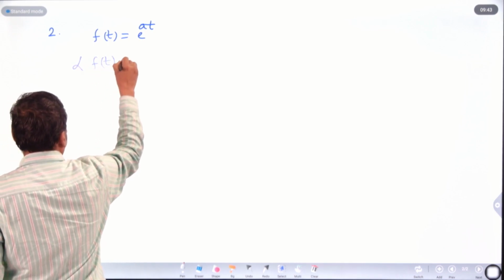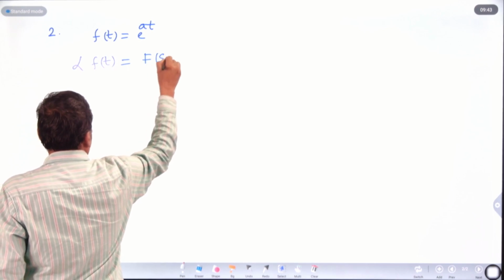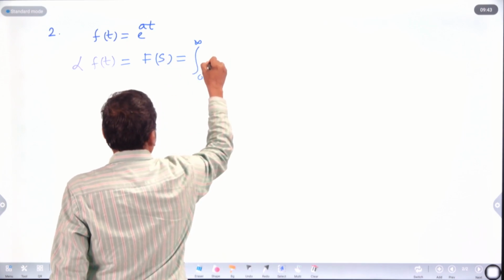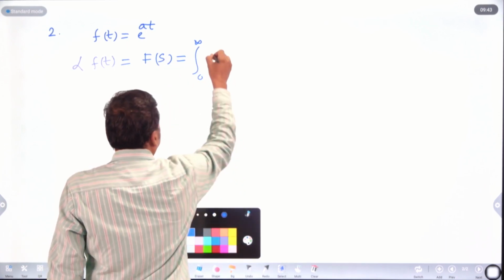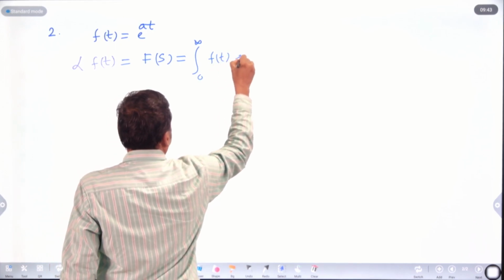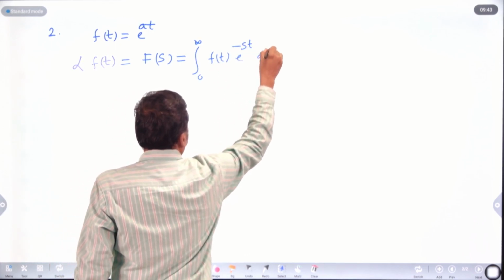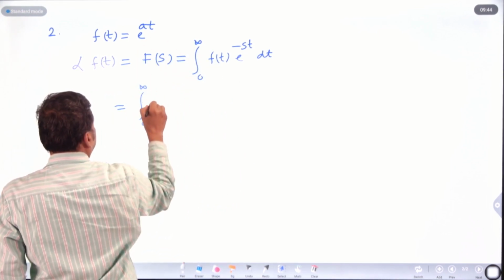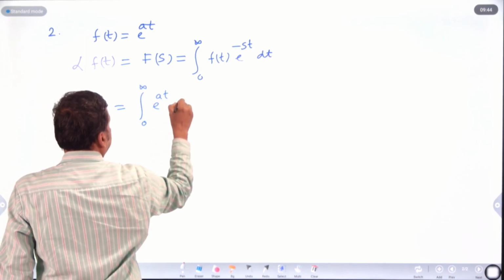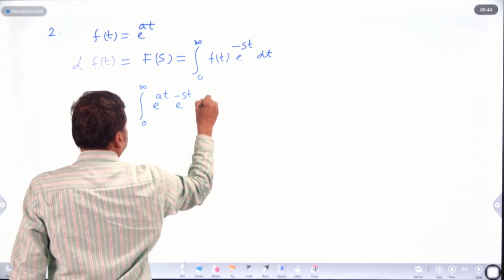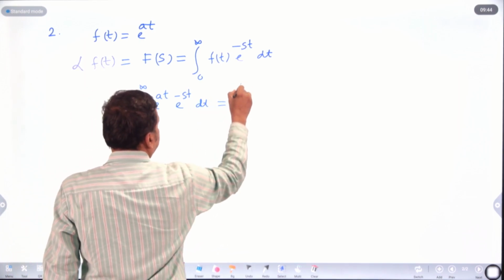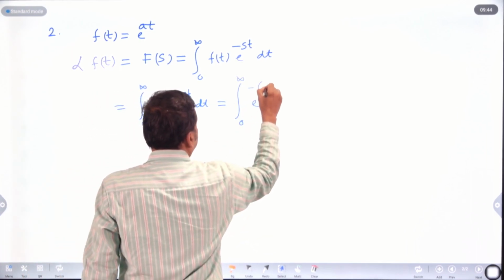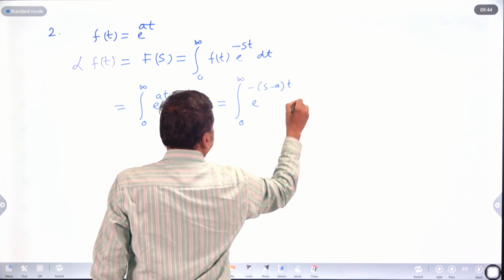So the Laplace transform of f of t is your F of s, and the formula is 0 to infinity, f of t into e to the power minus st dt. So that is 0 to infinity, in place of f of t you will put e to the power at into e to the power minus st dt, and that will be 0 to infinity, e to the power, if you take minus common, s minus a whole into t dt.